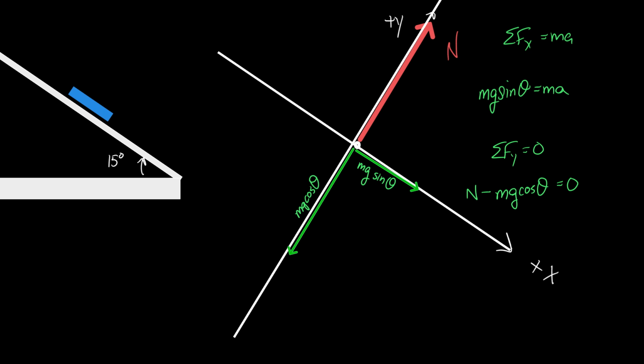But it looks like to me the m's cancel. And I'm left with the acceleration equals g times the sine of theta, 2.6. All right, that's example number 2 for today.